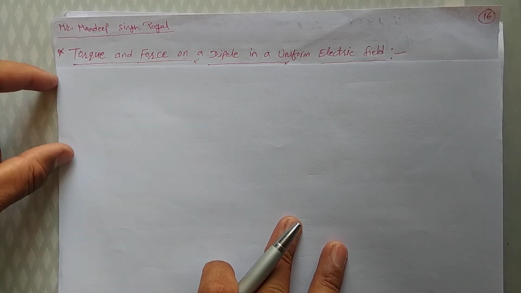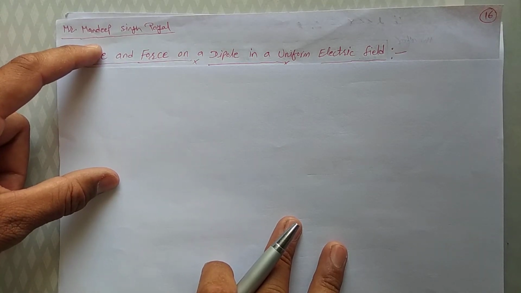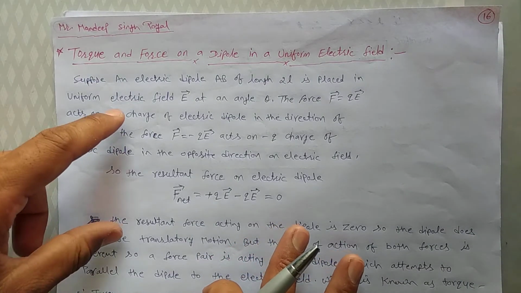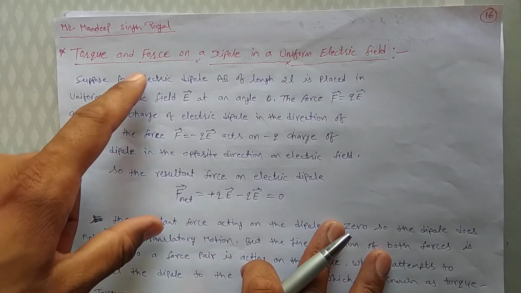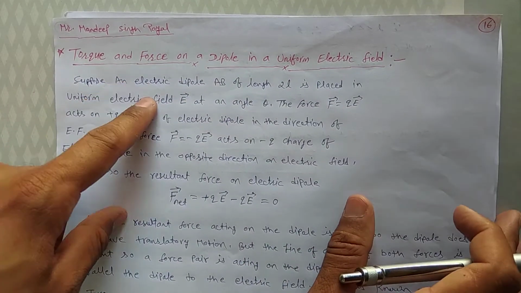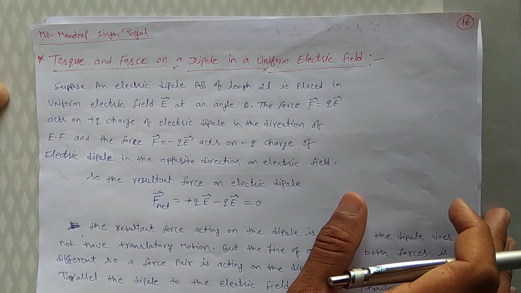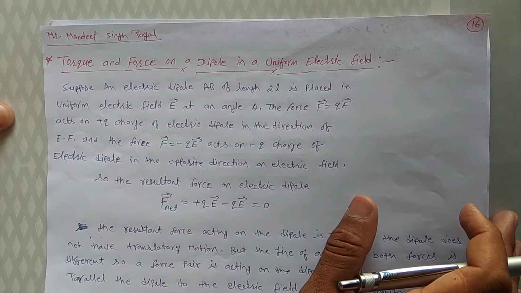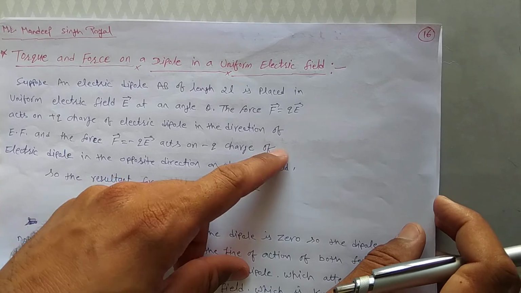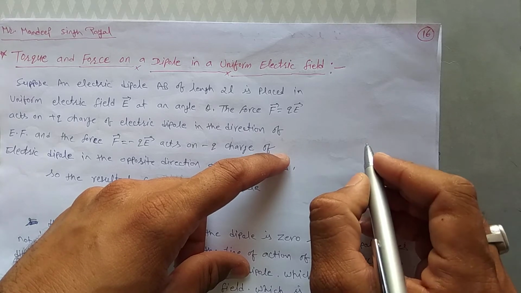Our next topic is torque and force on a dipole in a uniform electric field. Firstly, we discuss the force on a dipole in a uniform electric field. For this, suppose an electric dipole AB of length 2L is placed in a uniform electric field E at an angle theta. We know that the direction of the electric dipole moment is always from the negative to the positive charge.